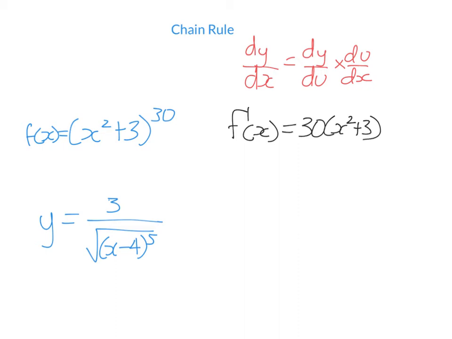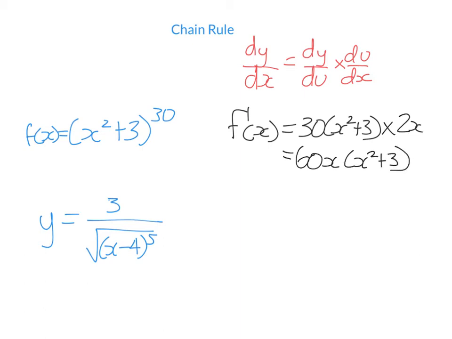But what's new in the chain rule, this du/dx, is that we let u be the first function in the brackets. So we need to times by the derivative of what's in the brackets. The derivative of x squared plus 3 is 2x. That's the new part. And then this just simplifies to 60x(x squared plus 3) to the power of 29. All right, let's look at the second one.